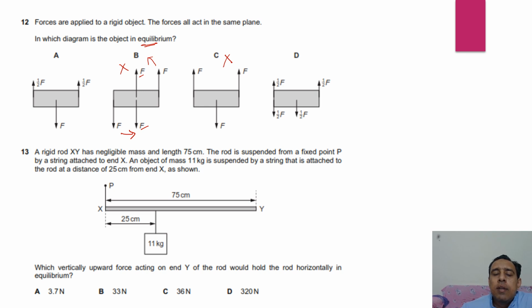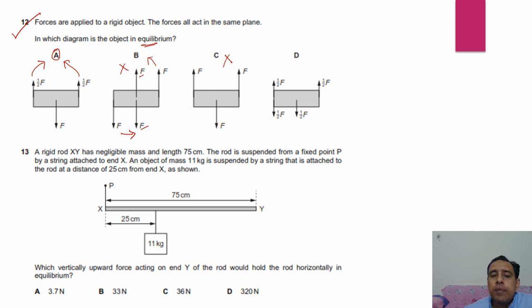Here this is anti-clockwise and the clockwise moments are definitely the same, and the sum of the upward and downward forces are equal as well. So option A is the answer because it shows the complete equilibrium of the body.